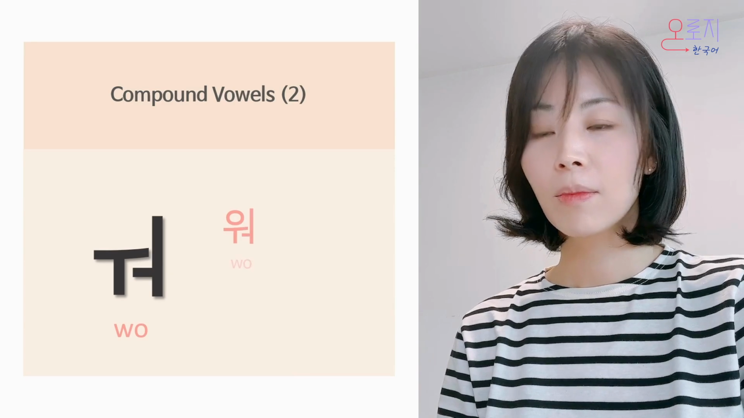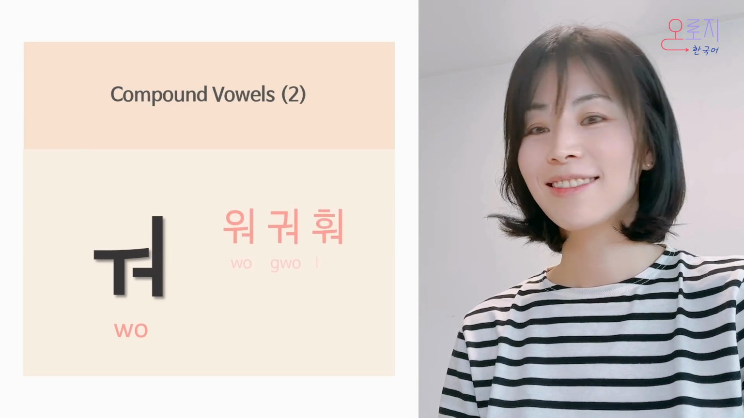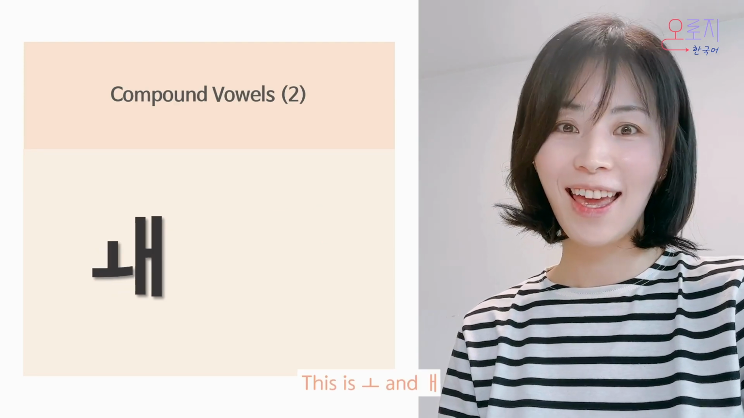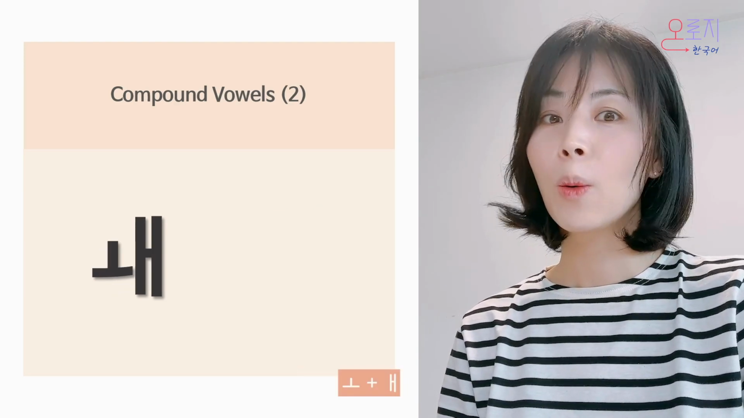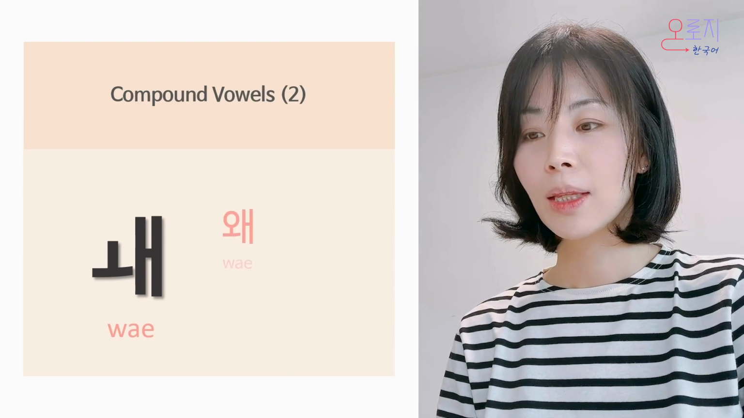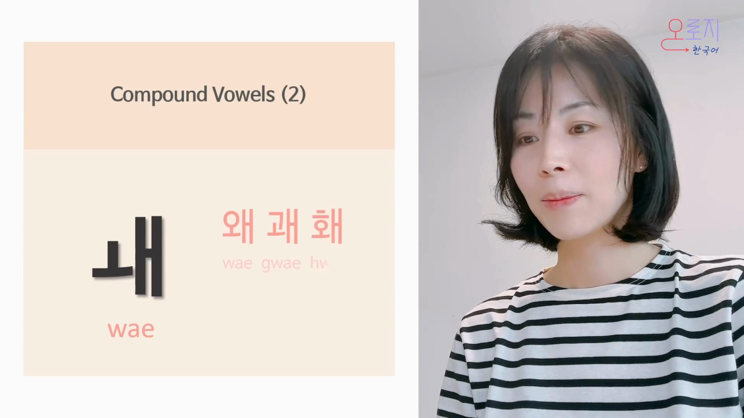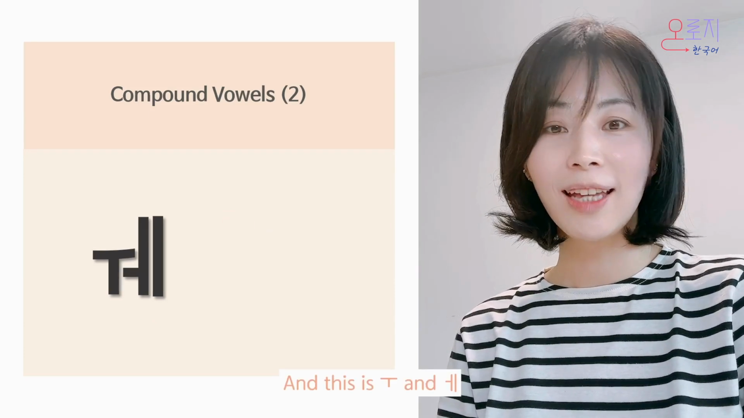Wo, kwo, hwo. This is O and I. Oe, we. We, kwe, hwe. And this is U and E.